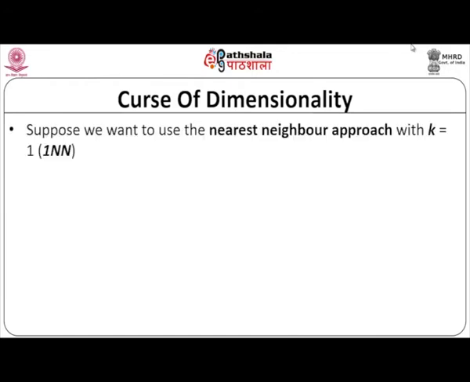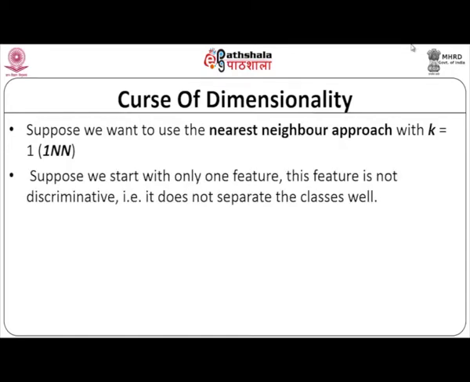So, now let us look at the other problem. Suppose we want to use a nearest neighbor approach, okay, and k is equal to 1. So, 1 nearest neighbor. Then suppose we start with only one feature, and let us assume that this feature is not discriminative. What is the meaning of it is not discriminative? This feature does not separate the classes well. Remember, we are talking about classification basically.